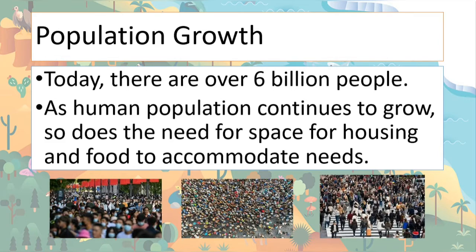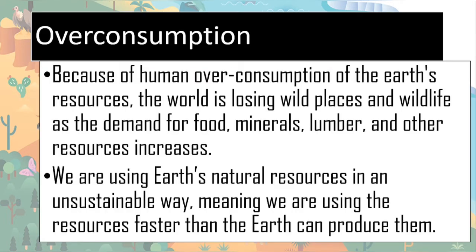Lastly, overconsumption. Because of human overconsumption of the Earth's resources, the world is losing wild places and wildlife as the demand for foods, minerals, lumber, and other resources increases. We are using Earth's natural resources in an unsustainable way, meaning we are using the resources faster than the Earth can produce them.